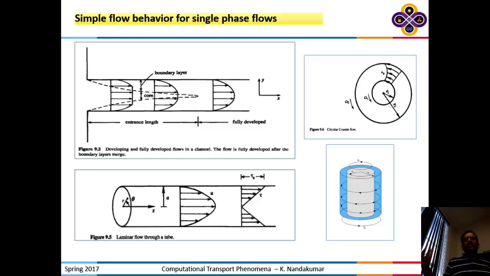And the entrance length, intuitively, how do you think it would vary with viscosity? So consider two different viscosities of fluid, same geometry, same flow. One is honey, the other one is water. Which one will have a larger development length?